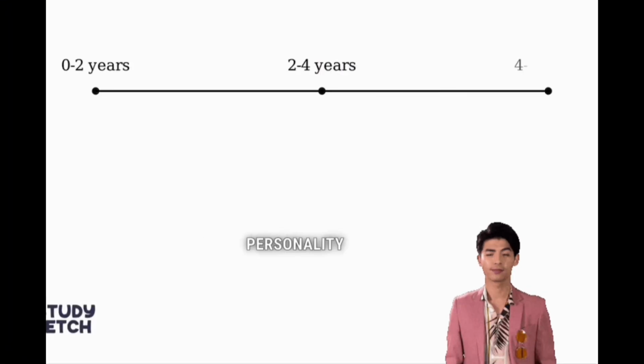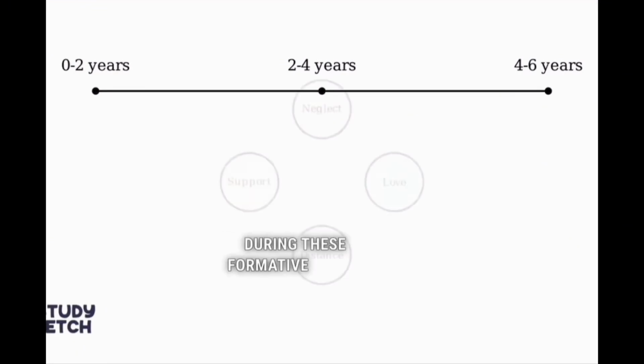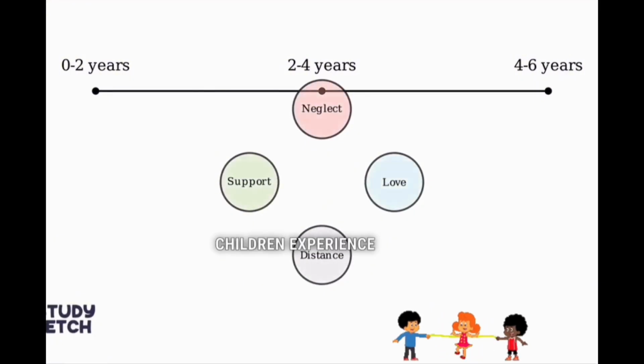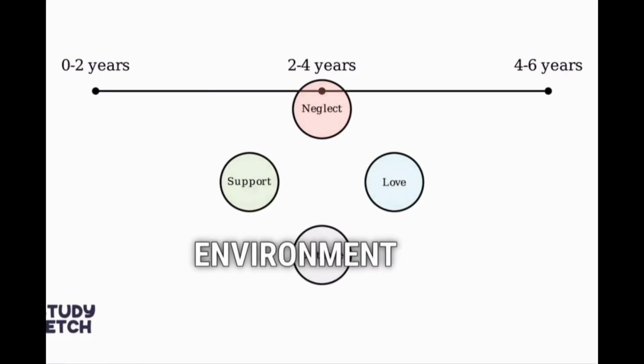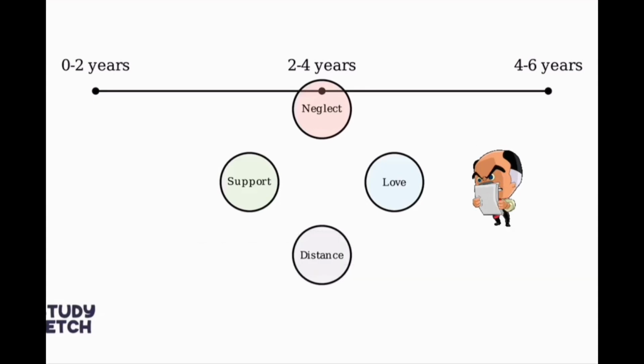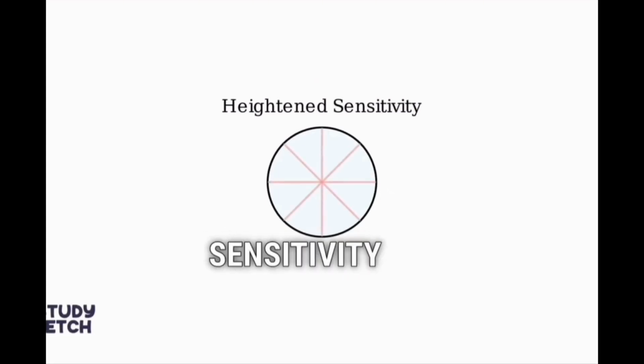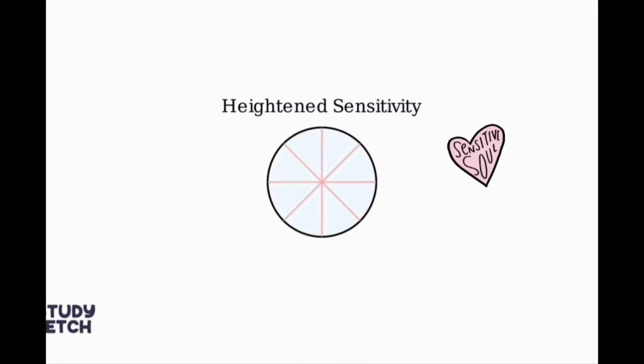Charismatic dramatic personality type begins forming in early childhood, typically between ages 0 to 6. During these formative years, children experience an inconsistent emotional environment where support and attention fluctuate unpredictably. This inconsistent emotional environment leads to the development of heightened sensitivity to emotional stimuli.